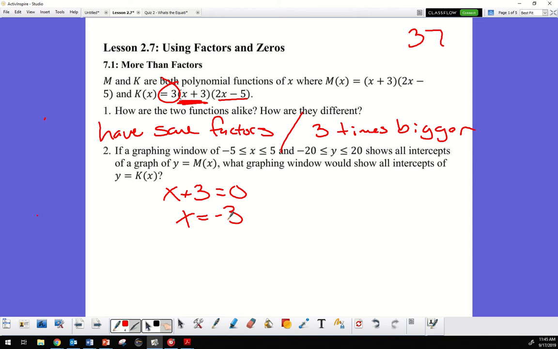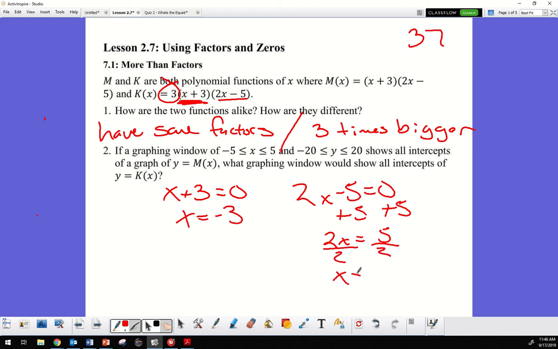What about that other thing right here? I got 2x minus 5 equals 0. Add 5 to both sides. Then divide by 2. And that's going to give me something. Fractions are your friends. 2x is equal to 5. Divided by 2, x is 5 over 2. Or if you're one of those people that really have to have a decimal, 2.5. Yes, 2.5.